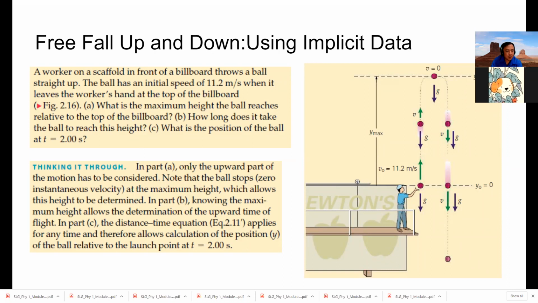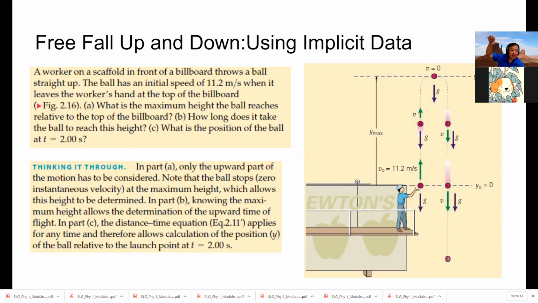So thinking it through, in part A, only the upward part of the motion has to be considered. So positive velocity upward. And note that the ball stops, zero instantaneous velocity at the maximum height. So you can have that at the top of its height, the final velocity is zero. And then in part B, knowing the maximum height allows the determination of the upward time of flight. And in part C, the distance-time equation applies for any time and therefore allows calculation of the position of the ball relative to the launch point at 2.00 seconds.